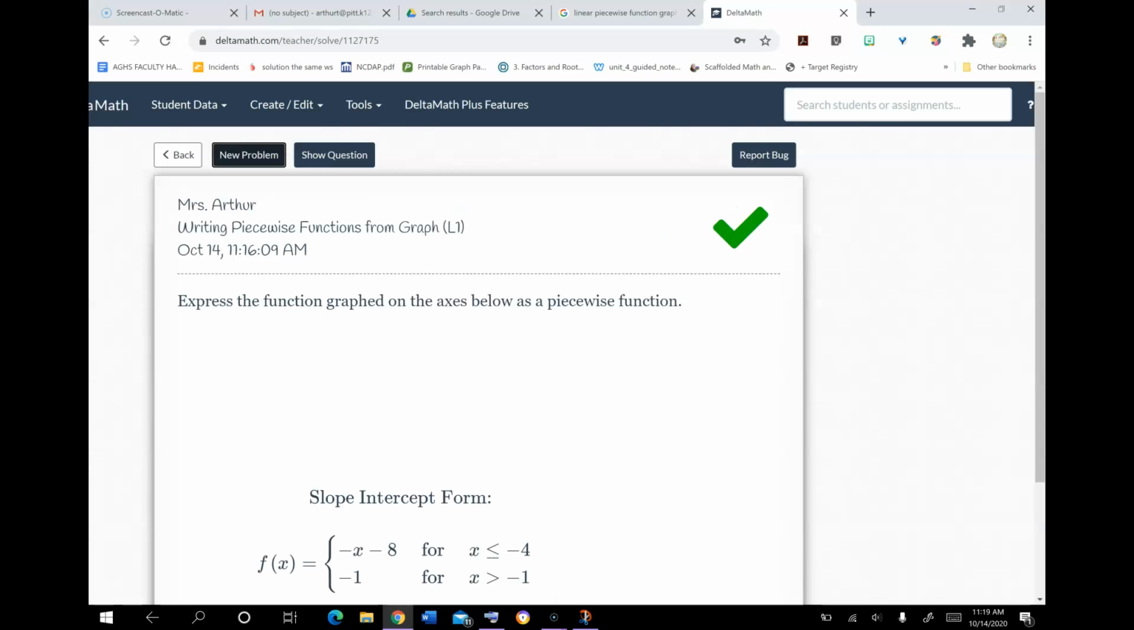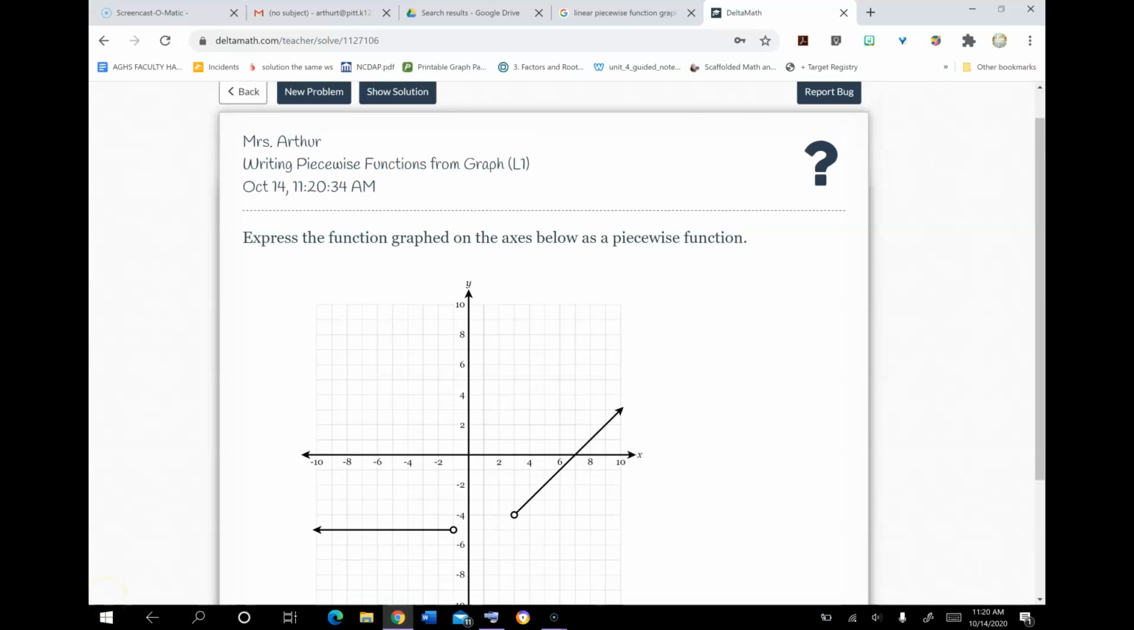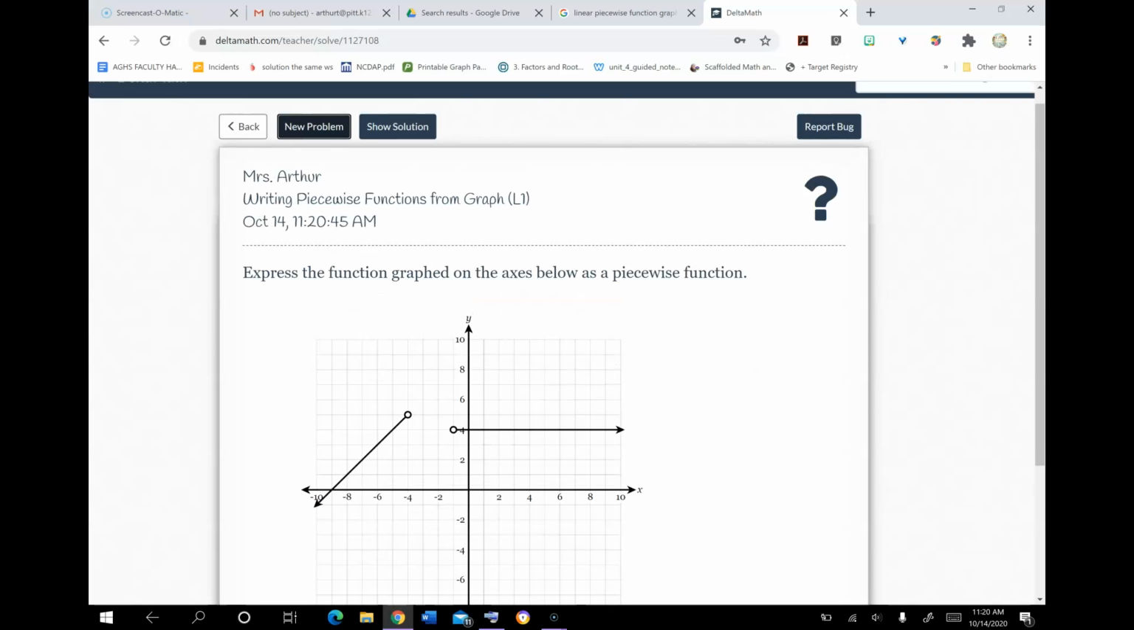Yes. Ta-da! All right, let's do another one. Let's see if I can get a good one. Let's get a good one. Here we go. Let's do this one.